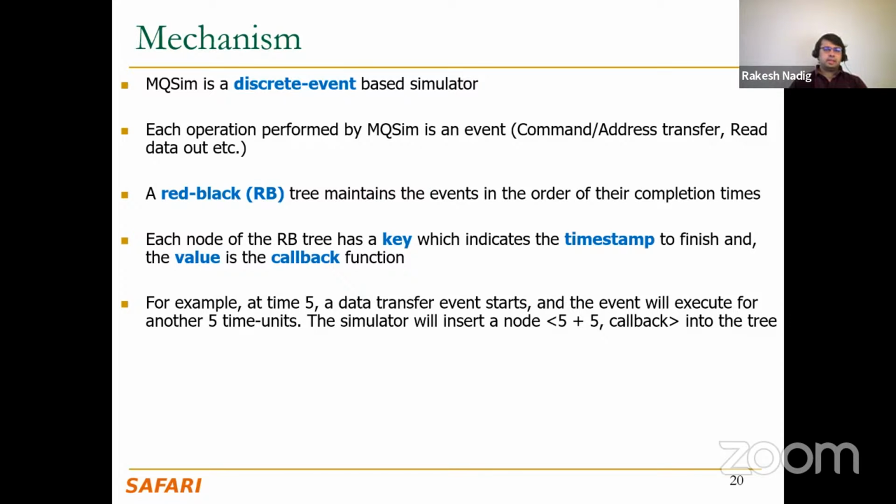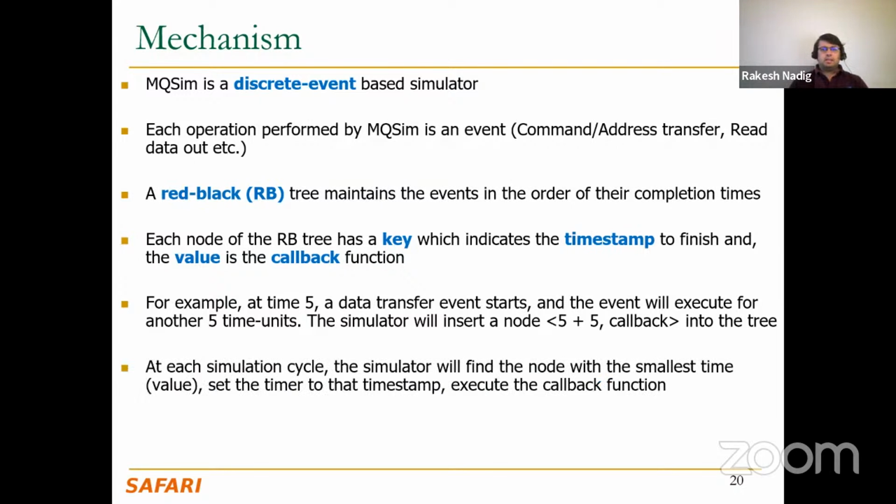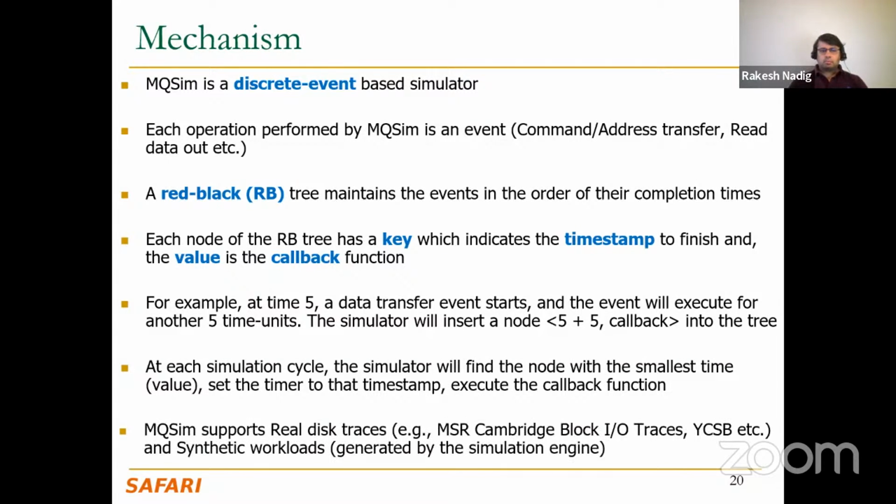For example, at time 5, a data transfer event starts, and the event will execute for another 5 time units. So the simulator will insert a node with 5 plus 5 as the key and a callback function into the tree. At each simulation cycle, the simulator will find the event which has the smallest time, set the timer to that timestamp and execute the callback function.